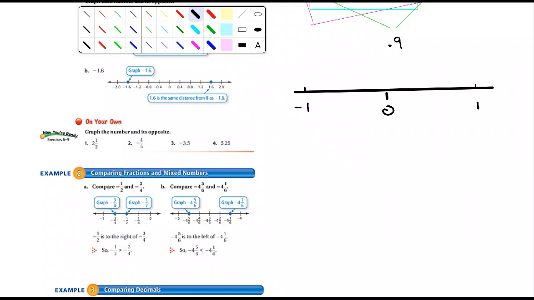So as I said before, one of the things you could do is always try to label the halfway point. So that would be 0.5, and of course right here would be a -0.5. So I want you to mark 0.9 and its opposite.